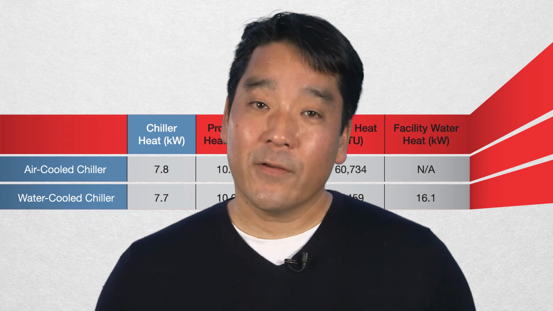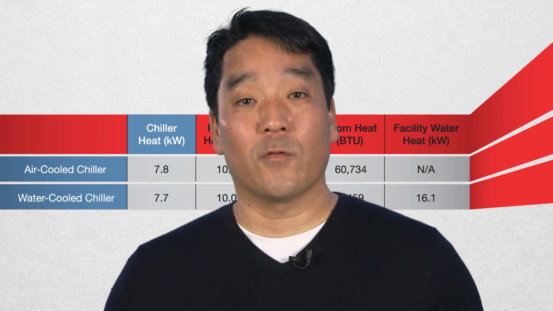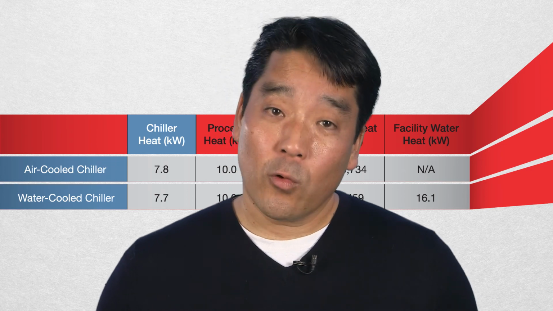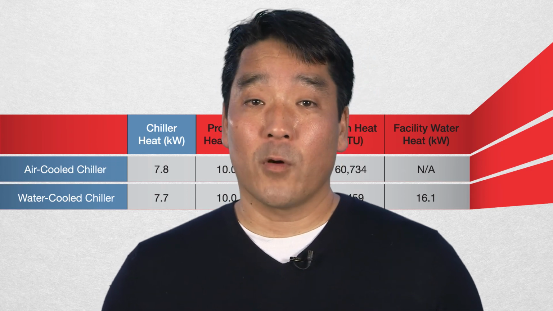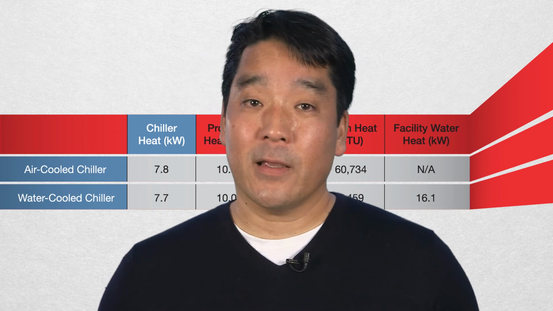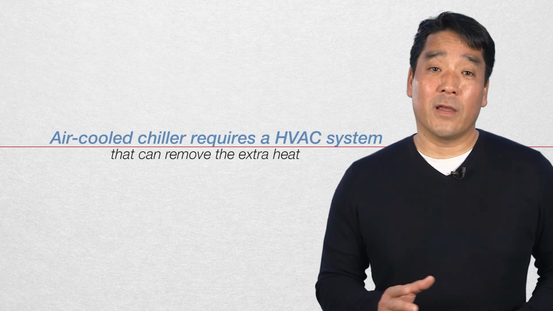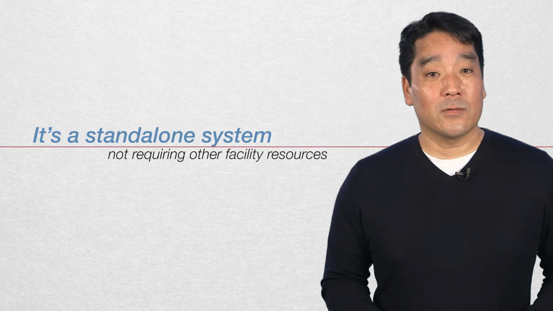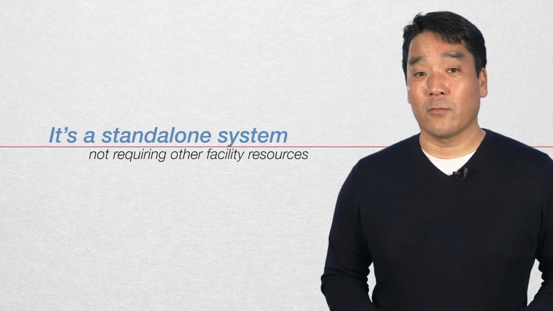Water-cooled chillers significantly reduce the heat that will have to be removed by the HVAC system, but they require a source of facility water that both meets the flow and pressure requirements of the chiller and can dissipate the extra heat being put into it. Conversely, an air-cooled chiller requires an HVAC system that can remove the extra heat, but is a standalone system not requiring other facility resources.